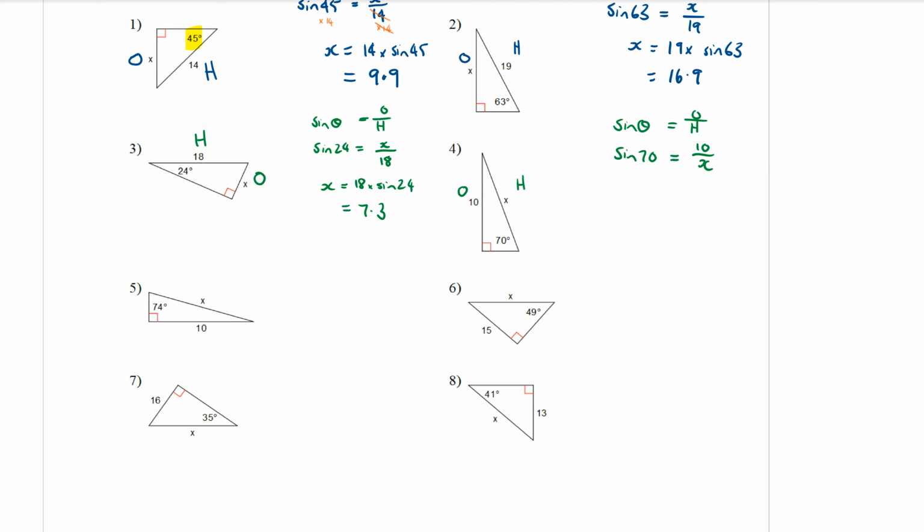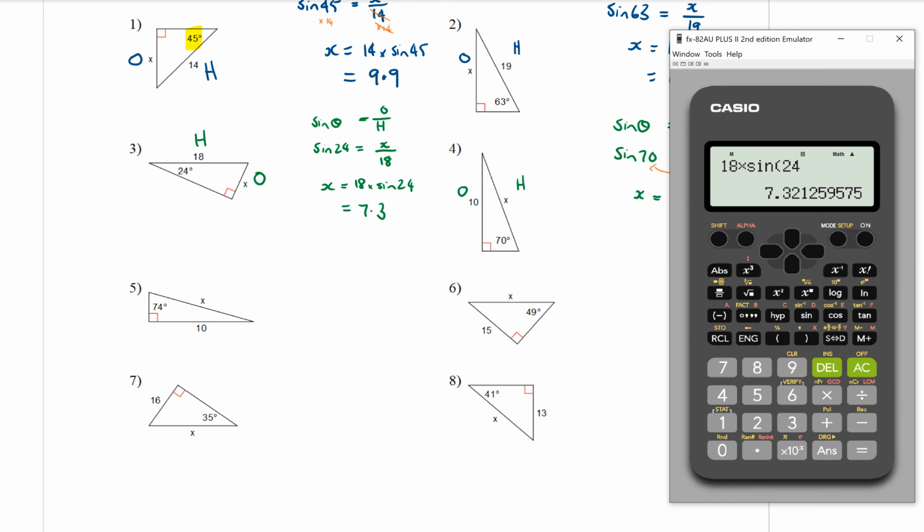When the x is on the bottom, to get it by itself, you would need to times that x across to this side, and then you want to divide the sine 70 back over to that side. Now, a shortcut, rather than doing all that timesing and dividing, is to simply switch places. The x and the sine 70 switch places. So that becomes x equals 10 over sine 70.